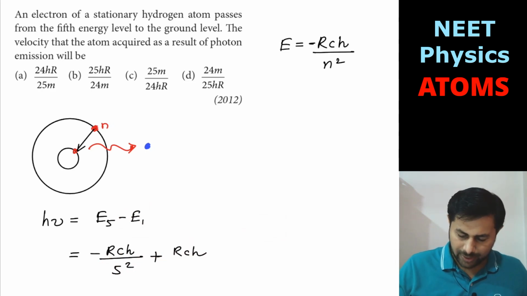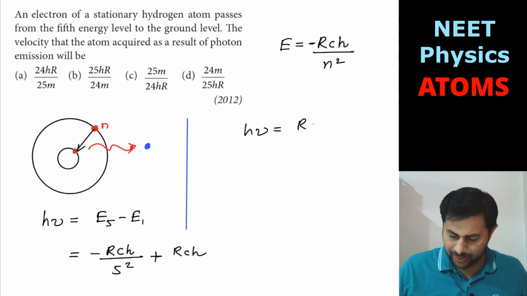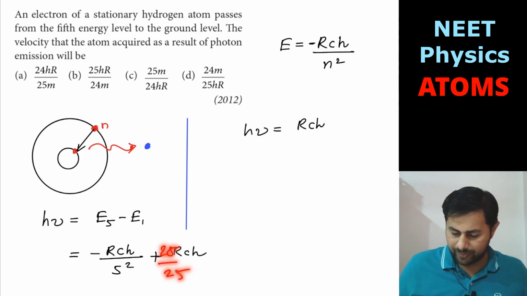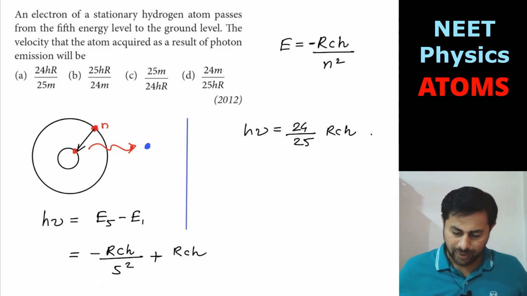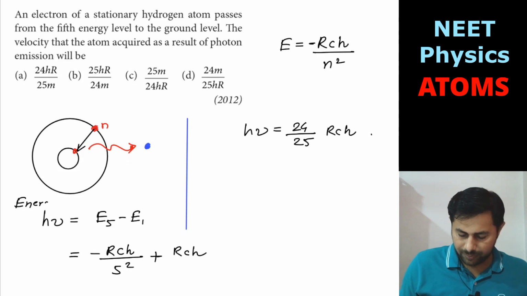Okay, so you have h nu equals to RCH, and you can say this is 25 by 25 minus 1 by 25, so that is 24 by 25. Okay, 24 by 25 times RCH. But then you want the momentum. So find out momentum of this photon. This is energy of photon. What would be momentum of this photon?